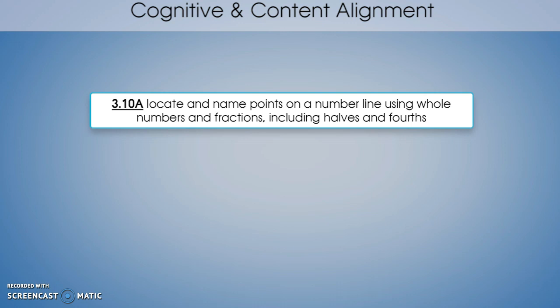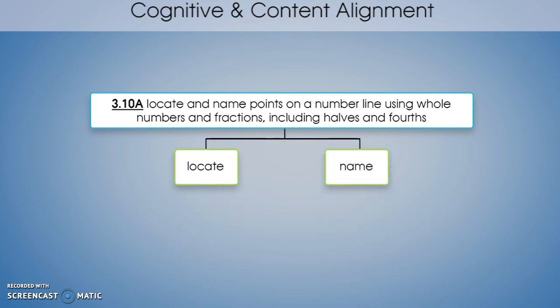The first step in diagramming an SC is to pull out the verbs. In 3.10a, we have two verbs, locate and name. Is there a difference between locating something and naming something? Would we consider these verbs to be high or low level? Press pause and think about it. Talk to your neighbor. So what do we think? Is there a difference?